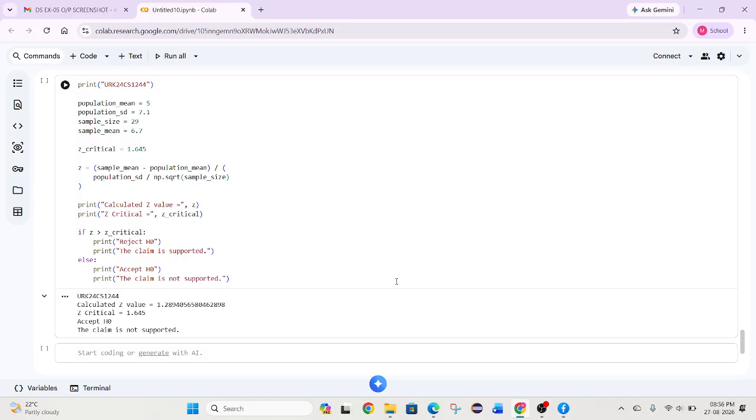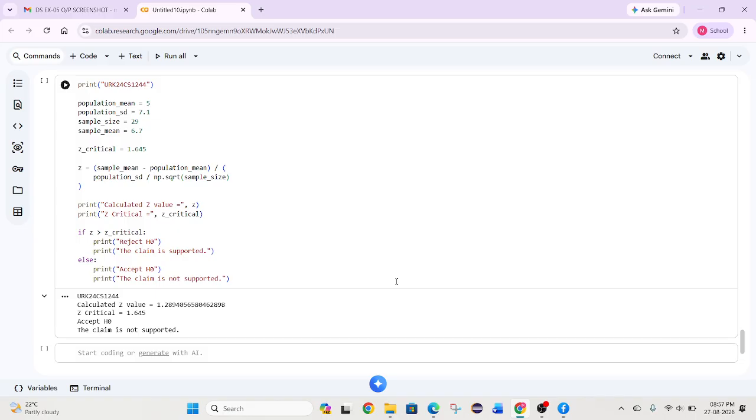We need to check whether the special grain really increased the weight gain. Hypothesis testing is used here to make the decision using the sample data. We start with an assumption called the null hypothesis. Then we use sample data to decide whether there is enough evidence to reject that assumption. The null hypothesis is H0: mu less than or equal to 5. This means average weight gain is not greater than 5 pounds. The alternative hypothesis is mu greater than 5, which means average weight gain is greater than 5 pounds.